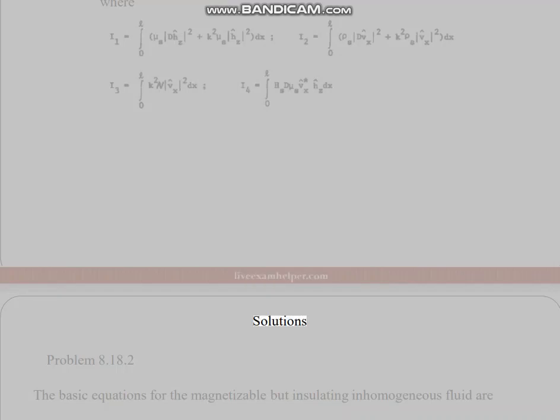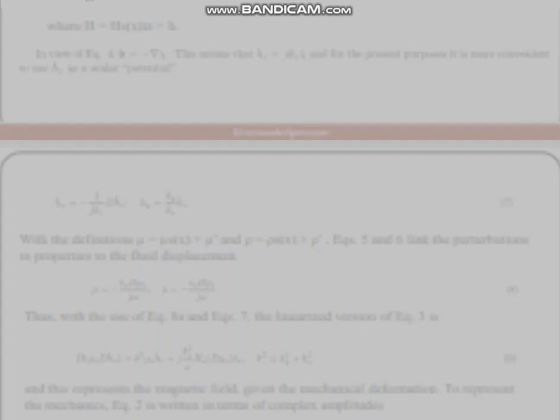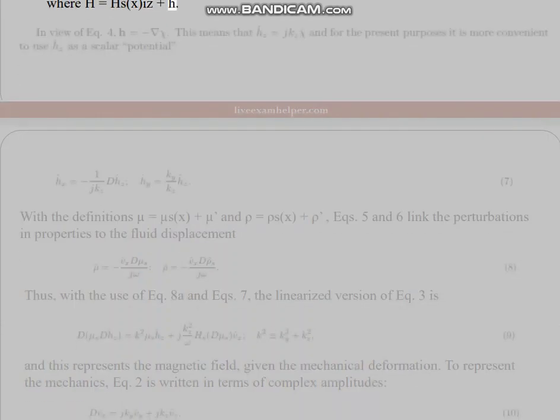Solutions. Problem 8.18.2. The basic equations for the magnetizable but insulating inhomogeneous fluid are where H equals H_s(x) plus h.